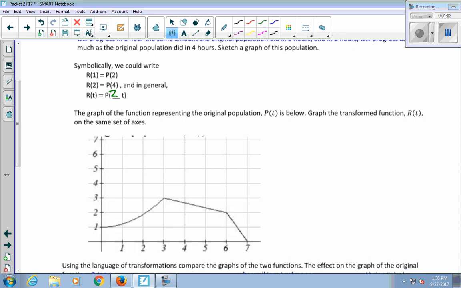All right, so let's see, R of 1 equals P of 2. So this graph here, this is my graph of P right now. The black line is P. So P of 2 I can find by finding 2 on the x-axis and going over to y, which is like, I don't know, 1.8, something like that. And then R of 2 is the same thing as P of 4. So I find 4 on my x-axis, go over to the y, 2.8.